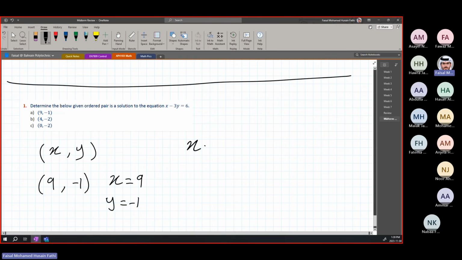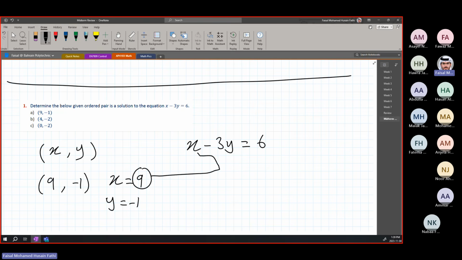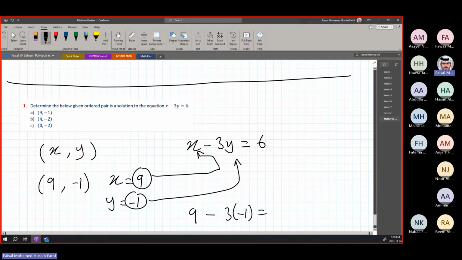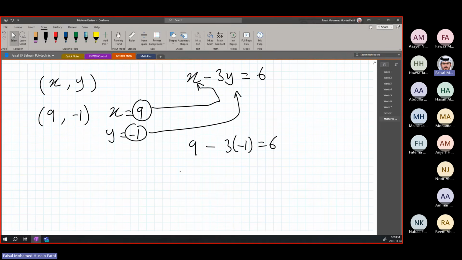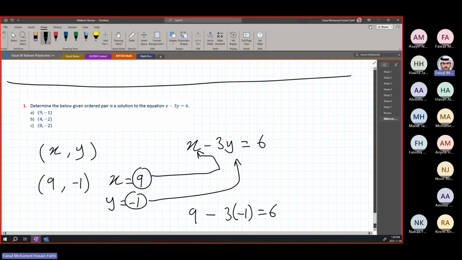And then you will just substitute in the equation x minus 3y is equal to 6. You will substitute the 9 in the x, and the minus 1 into the y. So it becomes 9 minus 3 into minus 1 is equal to 6. Okay, and just do the math. Minus times minus is plus. 3 times 1 is 3 is equal to 6. Sorry, what am I doing here?